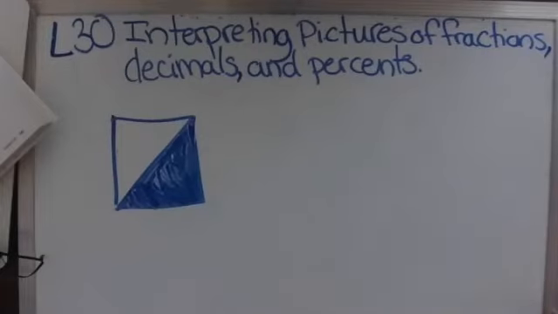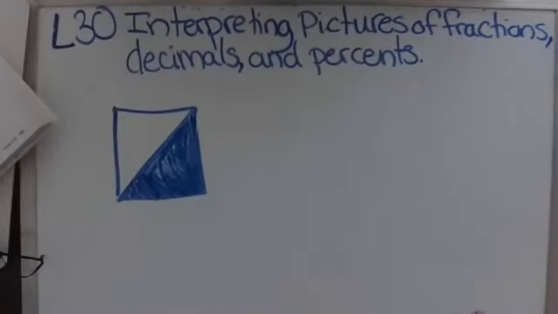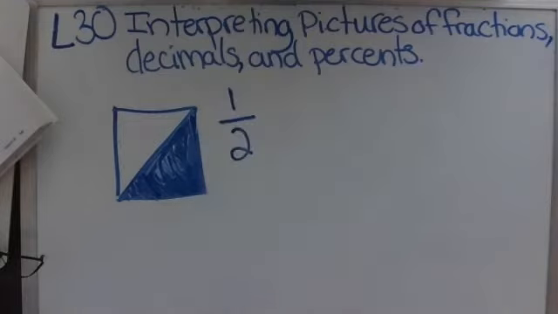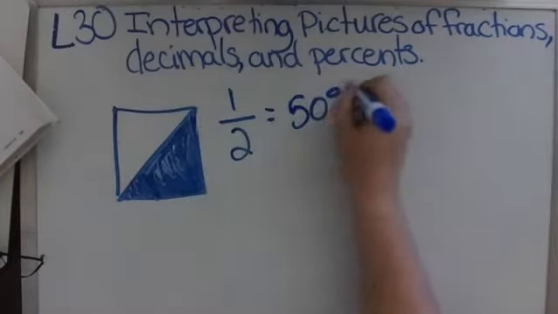This is lesson 30, Saxon 5, interpreting pictures of fractions, decimals, and percentages. So this is a picture of it could be fraction, decimal, or percent. Now we're used to looking at this as a fraction. As a fraction, this is two places with one filled in. So it is half. When you are looking at half as a percent, you are looking at it as 50%.